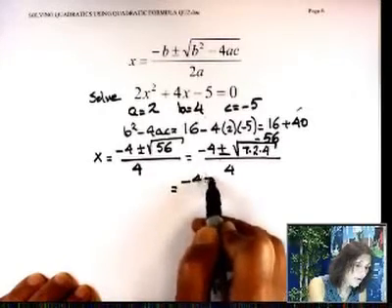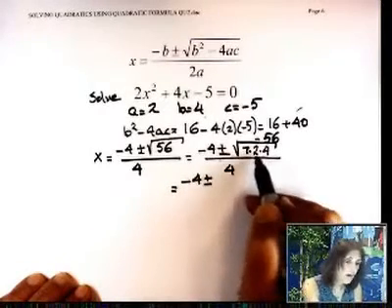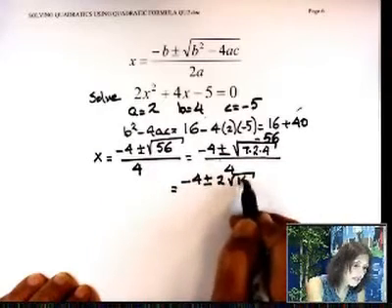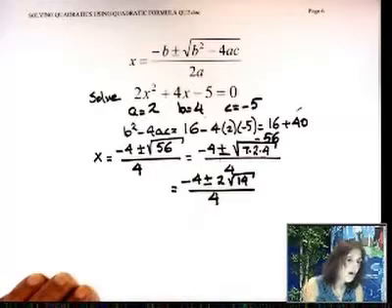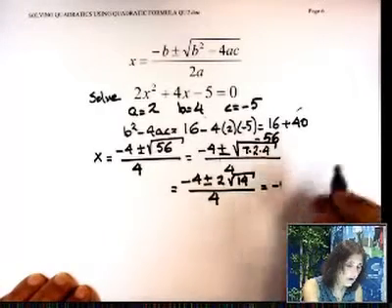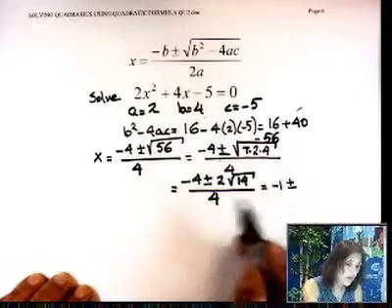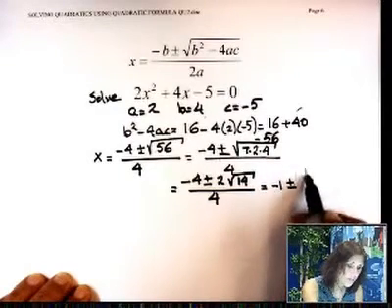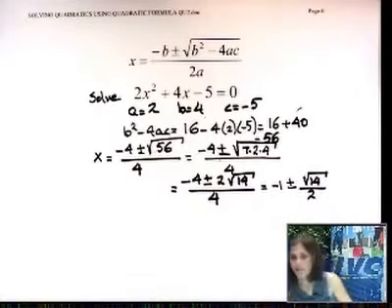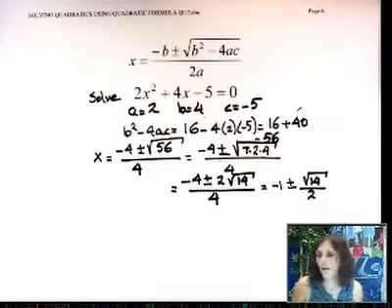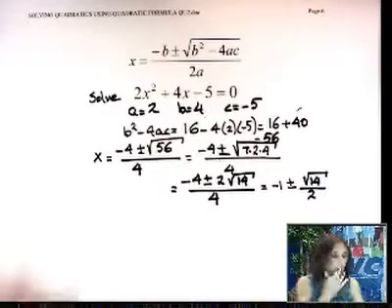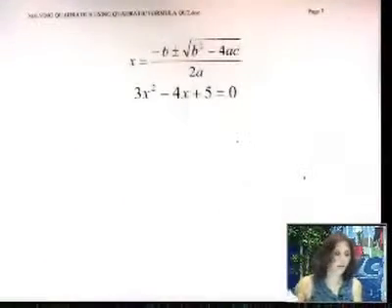Negative 4 plus or minus. 4 comes out, and you have 14. If you clean this up, you're going to end up with negative 1 plus or minus the square root of 14 over 2. You can do it that way. All right? Okay, well, I used the quadratic formula. Let's go and do another one.